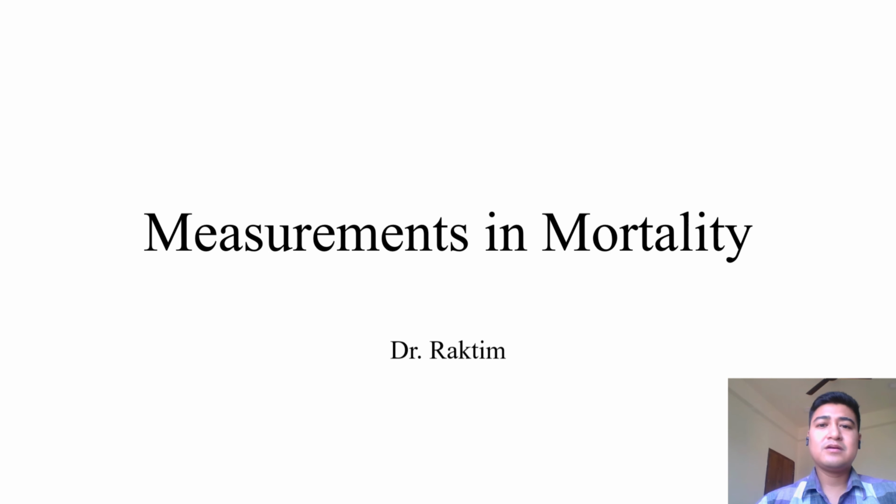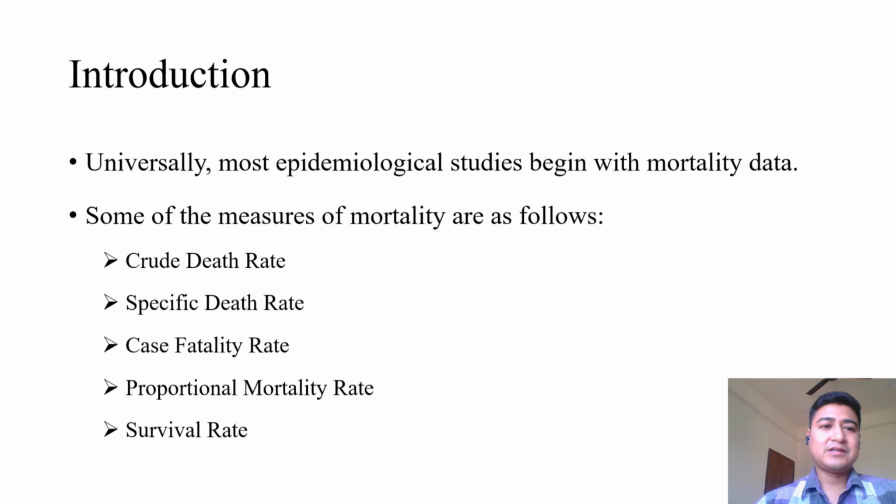Let us begin. What is mortality? Mortality refers to the occurrence of death in the population. Universally, most studies begin with the data on mortality. It tracks the impact of death from a particular disease, injuries or other causes. Today, in this topic, we will be covering the measures of mortality.